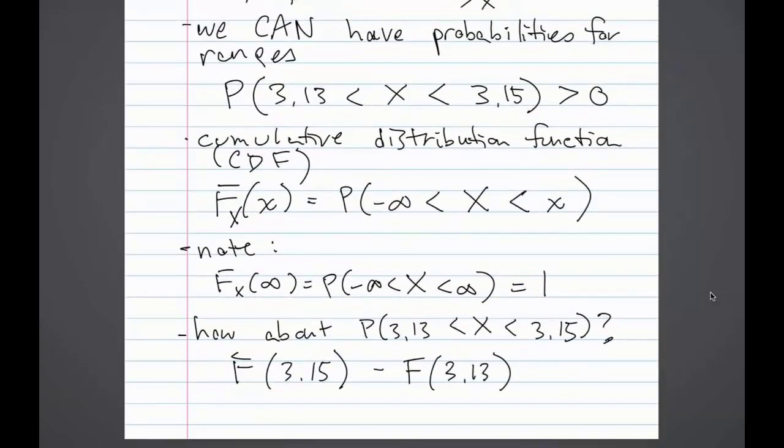Note that the probability of big X being between negative infinity and positive infinity is 1, since x has to take on a value. Therefore, the value of big F of positive infinity is equal to 1. Now, going back to our original problem, if we want to calculate the probability that x is between 3.13 and 3.15, that would just be big F of 3.15 minus big F of 3.13.